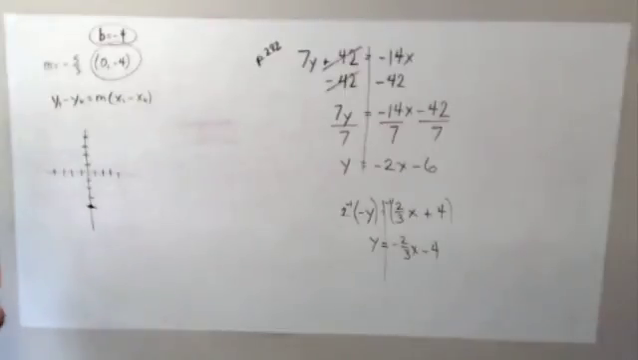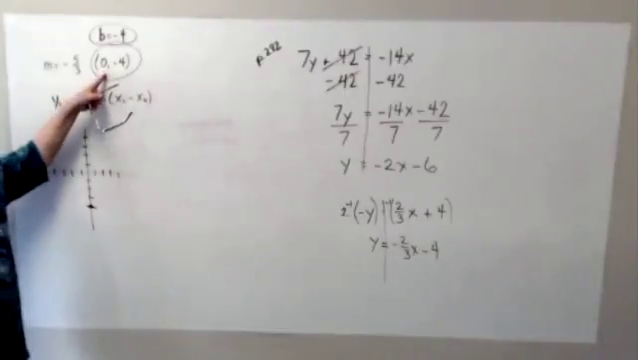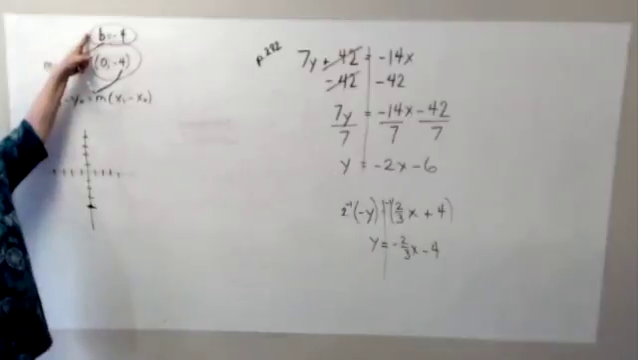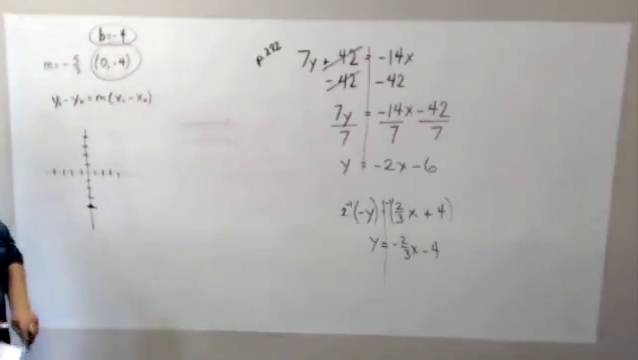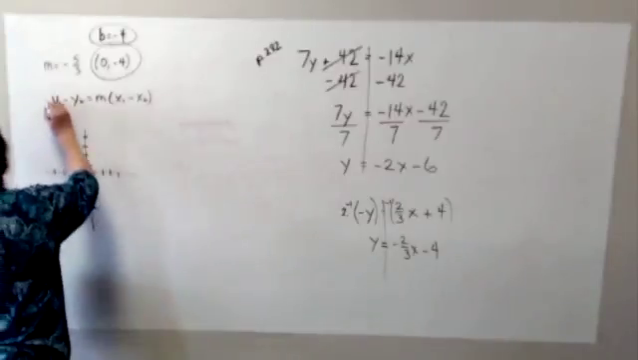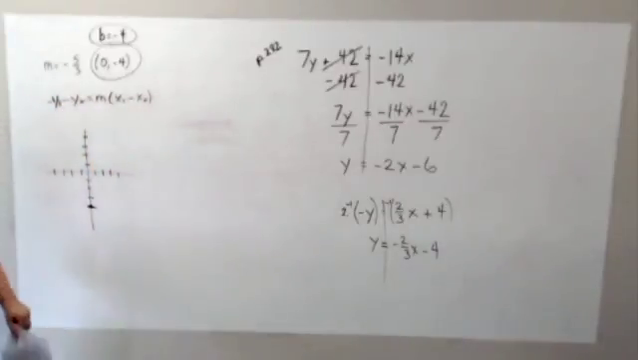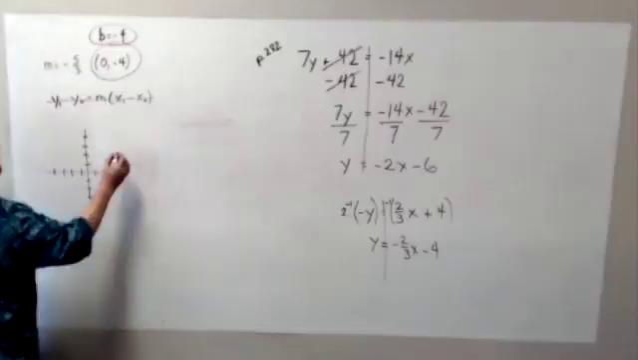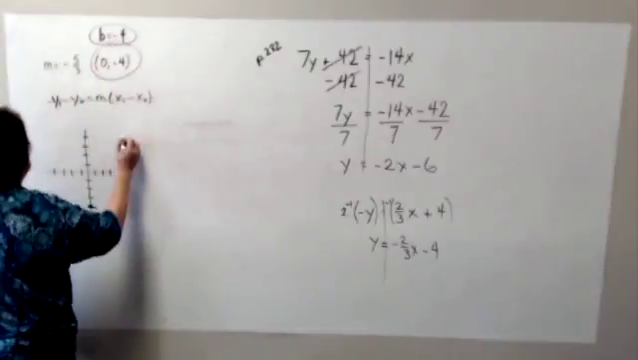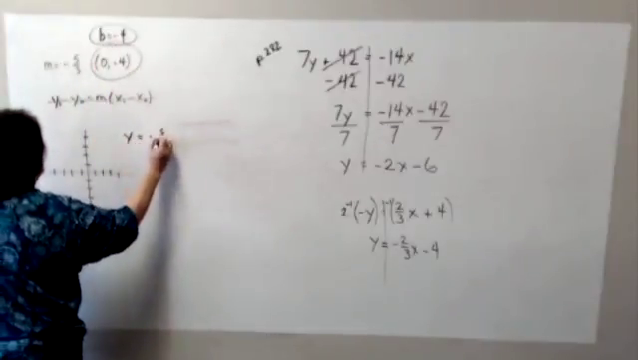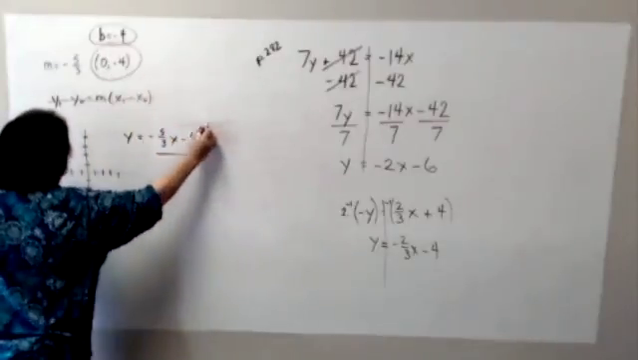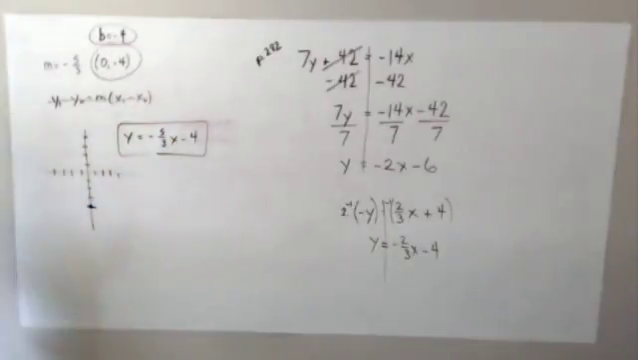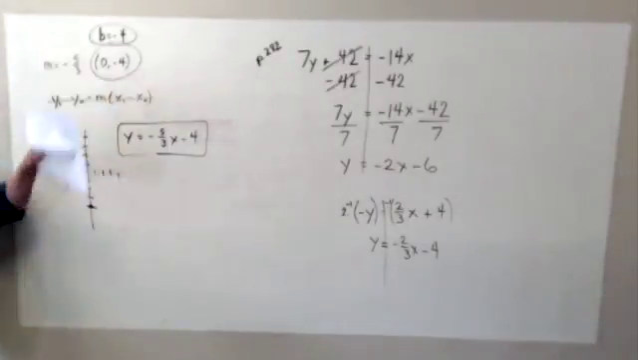0, -4. That's right. So when they give us 0, -4, they're really giving us the y-intercept. When x is 0, they're giving us the y-intercept. So I don't have to even go through that. I can just write my equation. I have my m and I have my b. y equals -5/3 x minus 4.